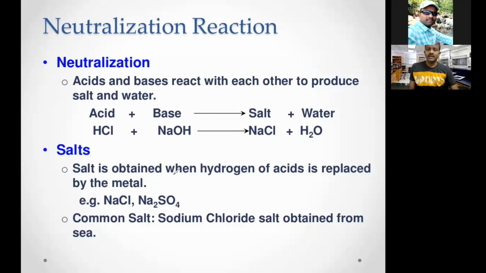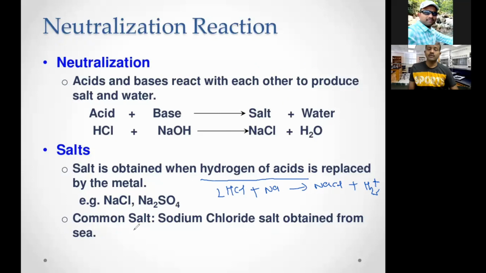Salt is obtained when hydrogen of acid is replaced by the metal. Then how are we getting this salt? Hydrogen of acids means the acid with hydrogen ions. When it is reacting with metals, sodium metal or zinc metal, anything, what will it give? It will form sodium chloride and hydrogen gas. During neutralization reaction also we are getting these salts.